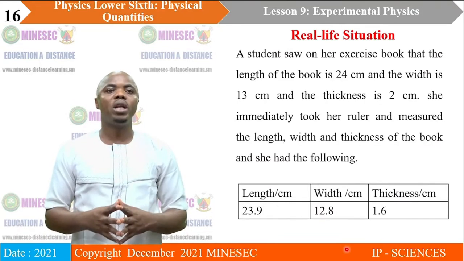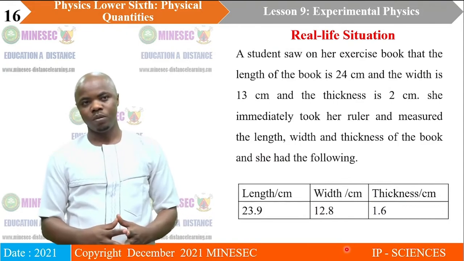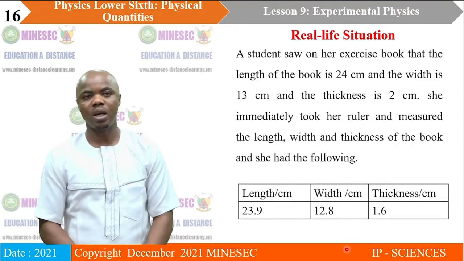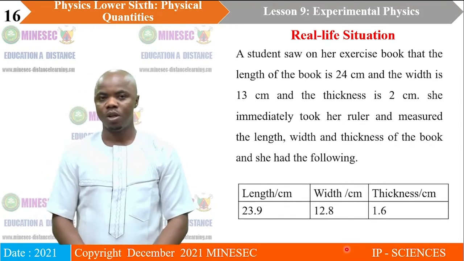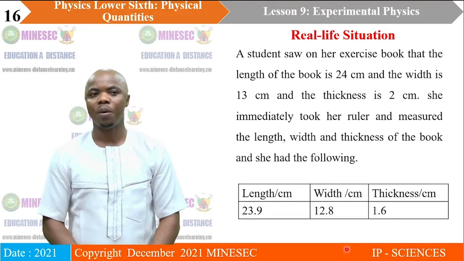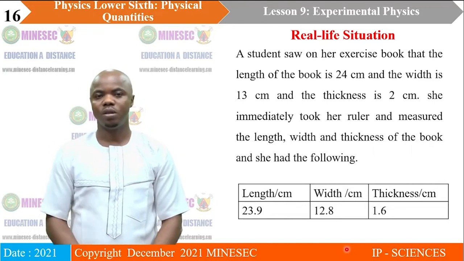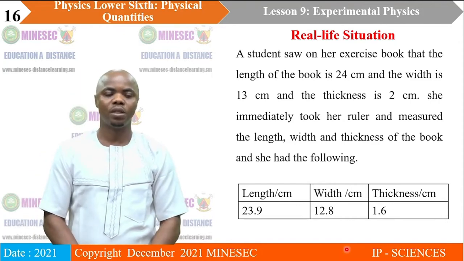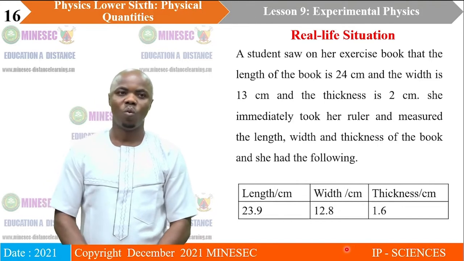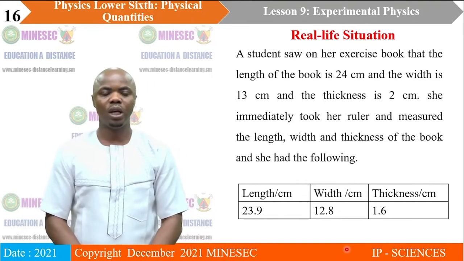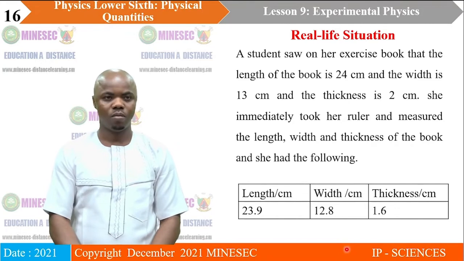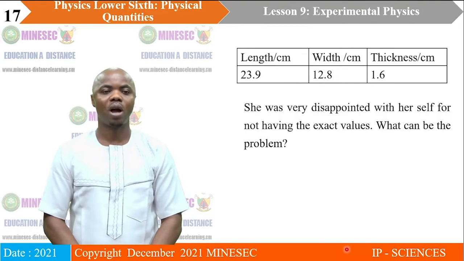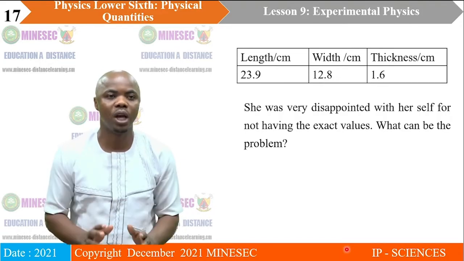Now, a student saw on an exercise book that the length of that book is 24 centimeters, the width is 13 centimeters, and the thickness is 2 centimeters. She was curious and immediately took her ruler and measured the length, width, and thickness of the book, and she displayed her result in the table below. Length, 23.9. Width, 12.8. Thickness, 1.6. She was very disappointed with herself for not having the exact values as the book says.